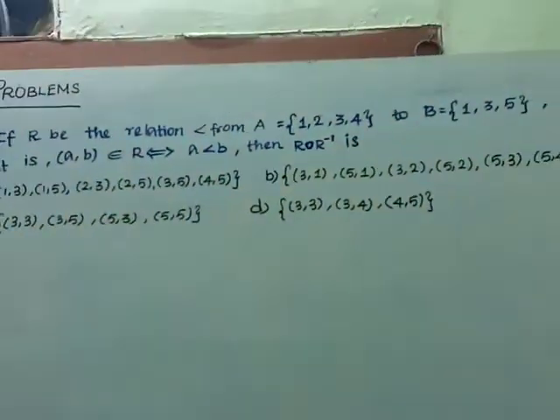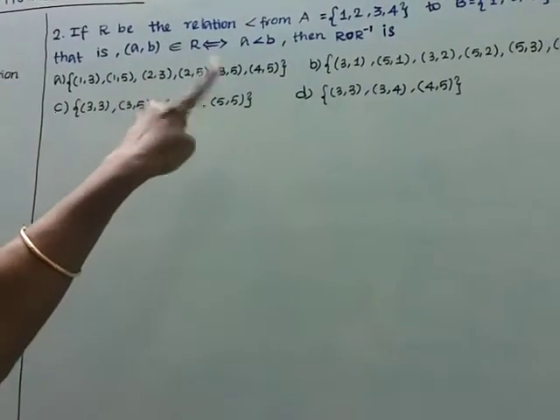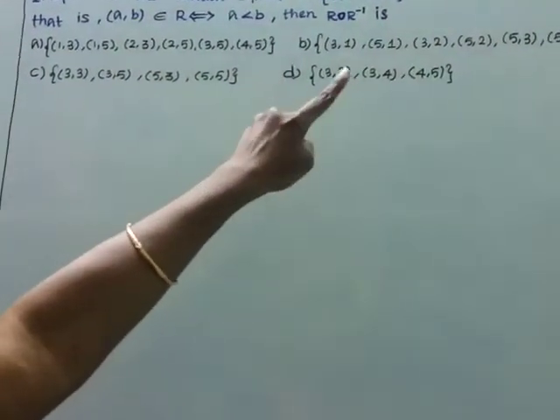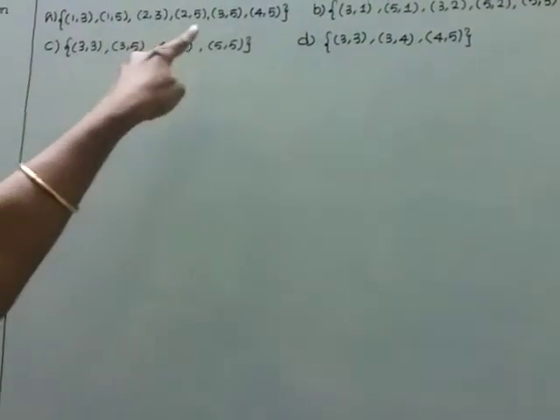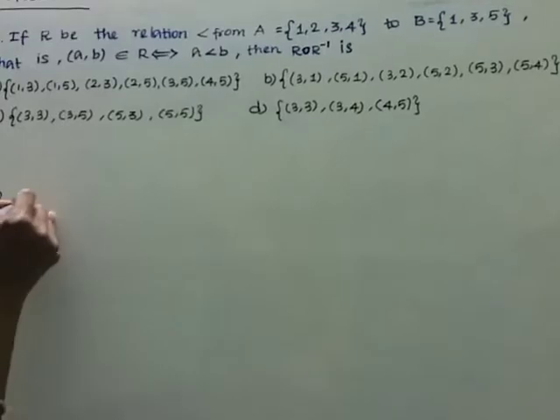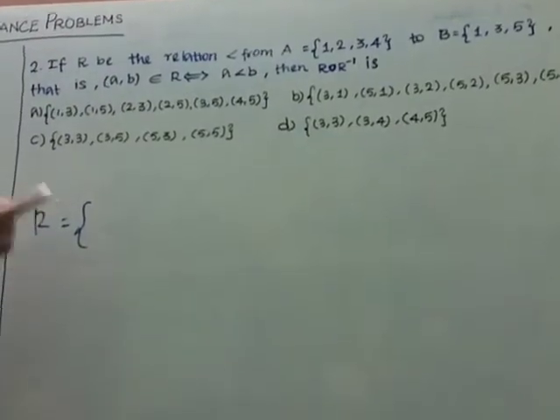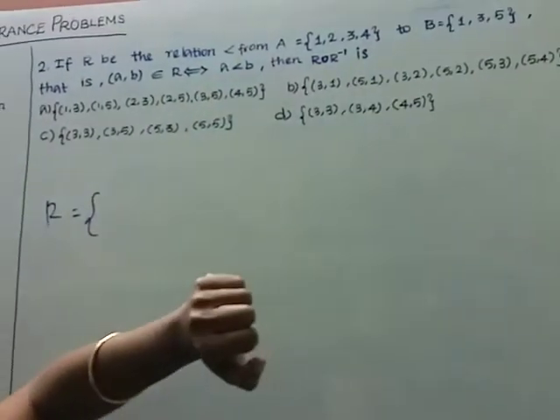Next problem, if R is the relation less than, the same concept, from A = {1, 2, 3, 4} to B = {1, 3, 5}, that is (a, b) belongs to R if and only if a is less than b. Then what is R composite R inverse? Composition of functions is coming here. So first we write what R is: the relation from A to B using the condition a less than b.